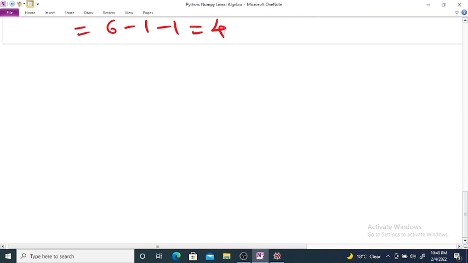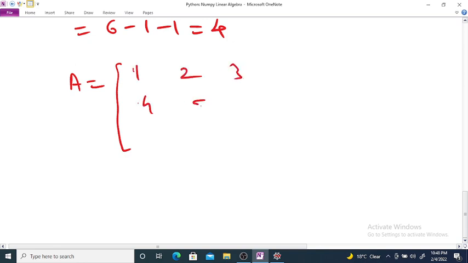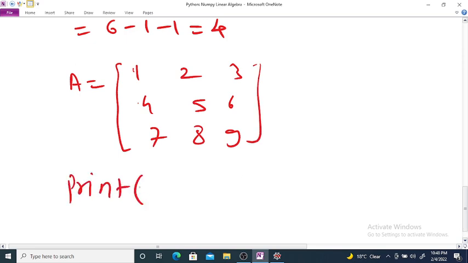Next, if A is the given matrix, A is equal to 1 2 3 4 5 6 7 8 9, and if you want to print the diagonal entries, then just write print diagonal of A, using the command diag of A. You will get all the diagonal entries of the given matrix.